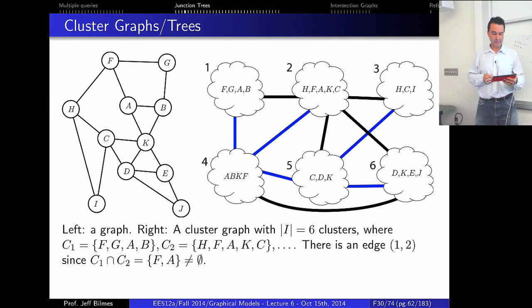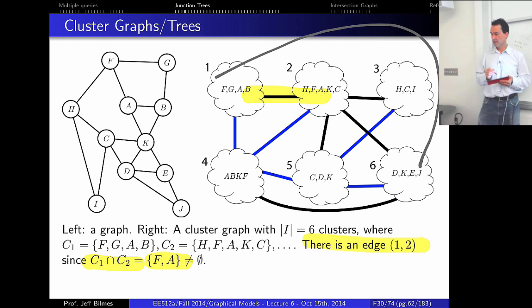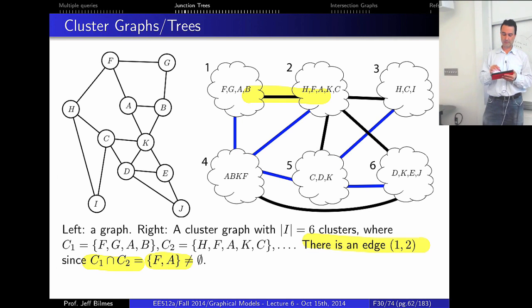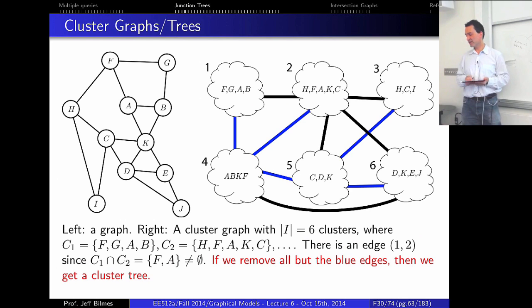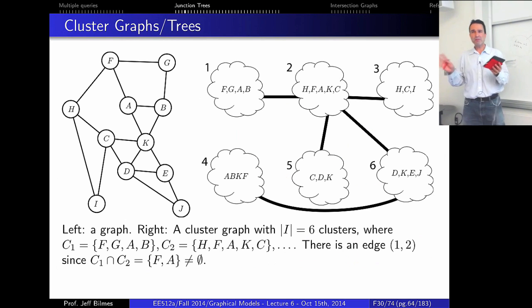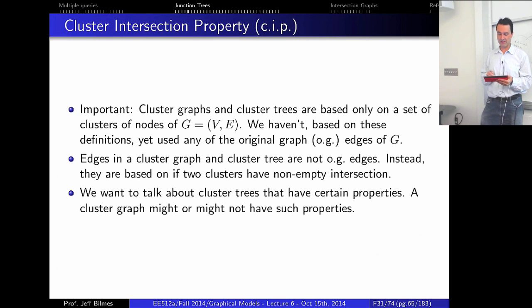So let's see some examples. Now here's an example of a graph. The original graph is on the left, and the cluster graph is on the right. And you can see that there exists this edge, edge 1,2. The reason why is because the intersection between the two corresponding clusters, C1 and C2, is equal to FA. However, this edge doesn't exist because the intersection between cluster 1 and cluster 6 is the empty set. So that edge does not exist. And then if we remove all of the blue edges, we get a cluster tree. It's very simple. So we're not really saying anything. In fact, the original graph edges so far have had nothing to do with any of this. It's only based on the set of cluster nodes. We haven't said anything about the original graph edges.